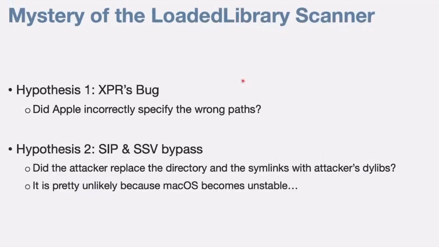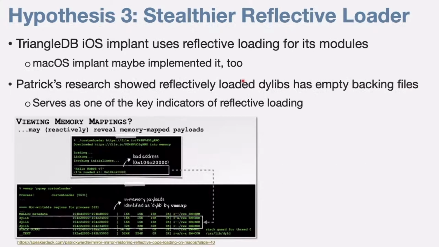There are a few possible explanations. One is that this is just a bug in XPR. Apple may have accidentally included the wrong path. Another possibility is that the macOS implant somehow bypassed SIP and SSV, but doing something like that would mess with the system, so macOS becomes unstable. It's pretty unlikely. So I'd like to propose a third hypothesis.